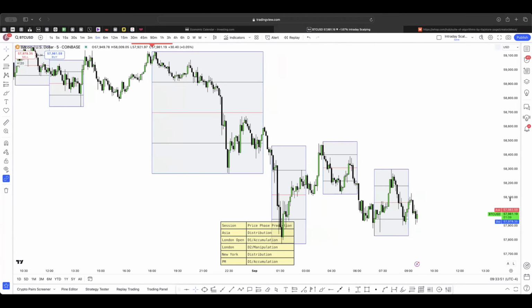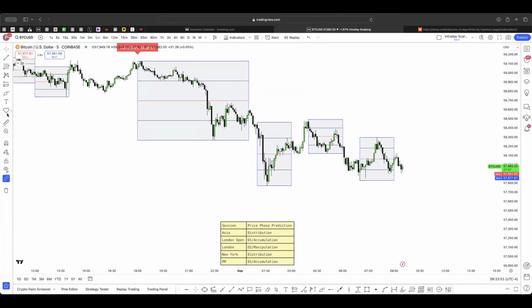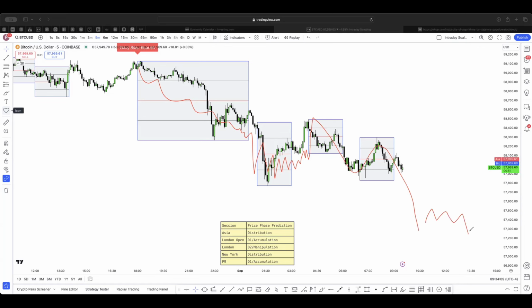So if we take a look at this, based on what it is, we can see that they're distributing. Then we come to London Open. London Open is accumulating. London session is manipulating. And now we're heading into the New York session. We're looking for distribution and then accumulation or something like that. That is exactly what we're looking for.